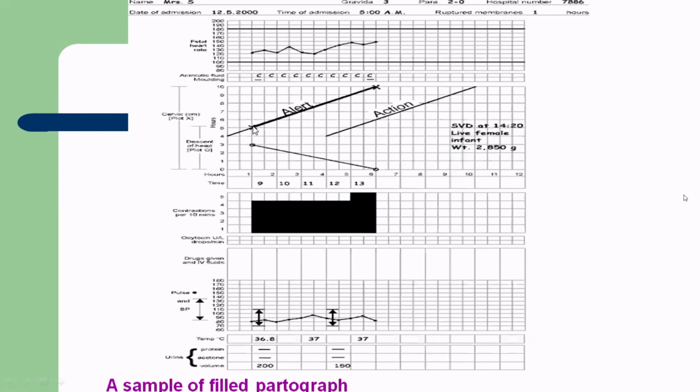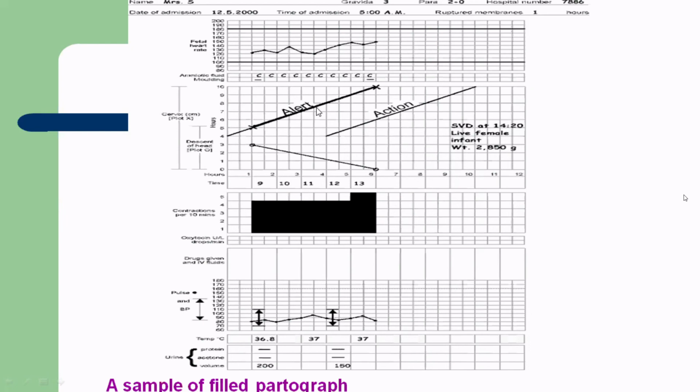After 4 hours, she should be assessed again. Here you can see she was fully dilated at 1 p.m. This was on the alert line. So this is the minimum dilatation.